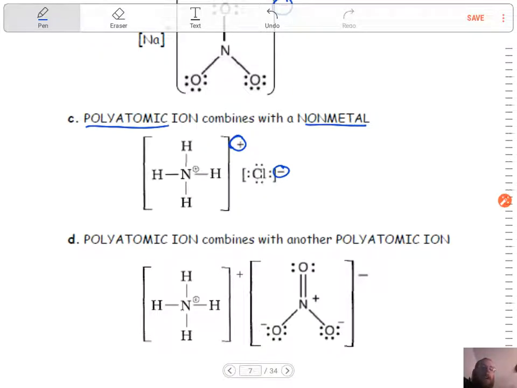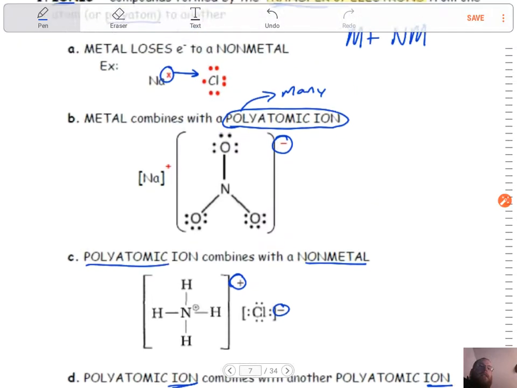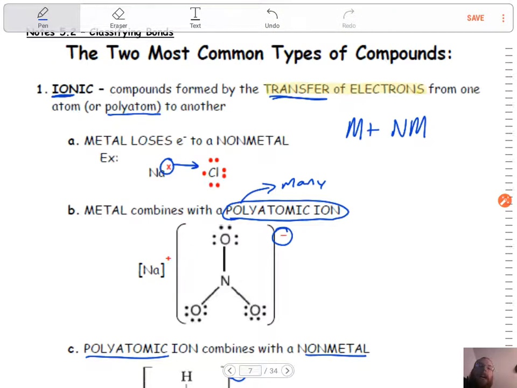As we continue on and start drawing, we'll talk more about why that is and why it's so important. For now, just keep looking for those charges. If you see charges there, you know it's going to be an ionic compound. And the last type that we could have is still a polyatomic ion, and it combines with another polyatomic ion. So again, the key word in all of these is that you're going to see ions, and that's where we get that term ionic from.